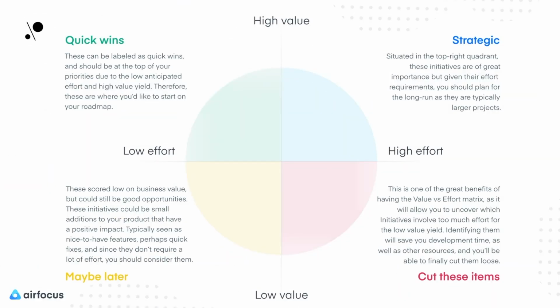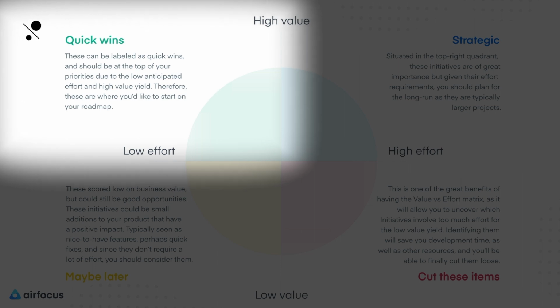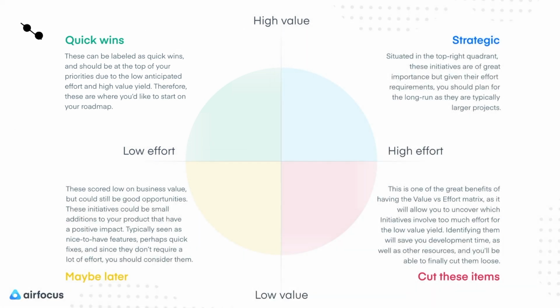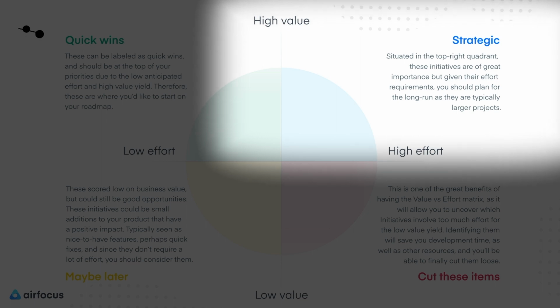Now that you've plotted your initiatives on the different quadrants of the matrix, it's time to decide which to include in your roadmap and in what order. This is how each quadrant will help you prioritize them. The quick wins should be at the top of your priorities due to the low anticipated effort and the high value they offer. Therefore, these are the tasks that you should add first to your roadmap. In the strategic part of the quadrant, you have your high value, high effort ideas. These initiatives are of great importance, but they are typically larger projects, so you should plan for the long run.